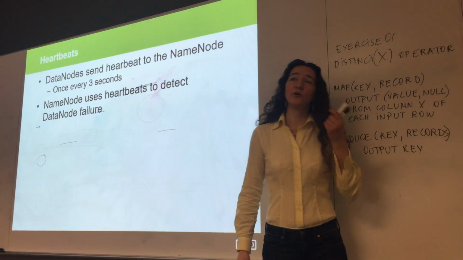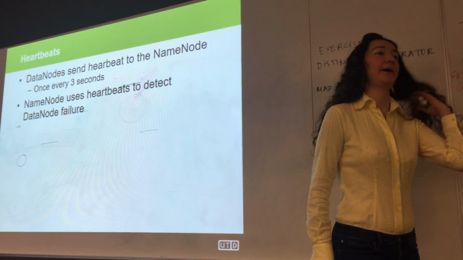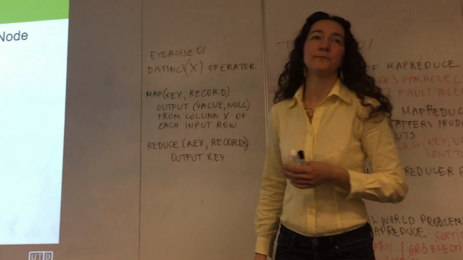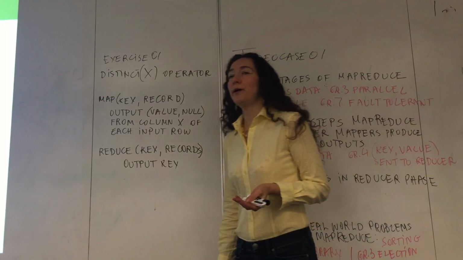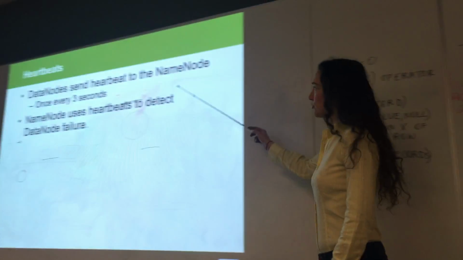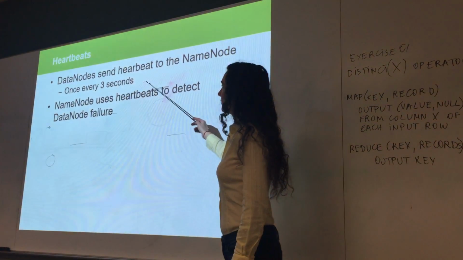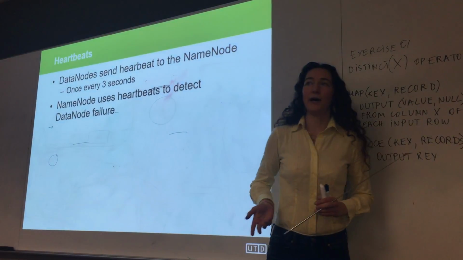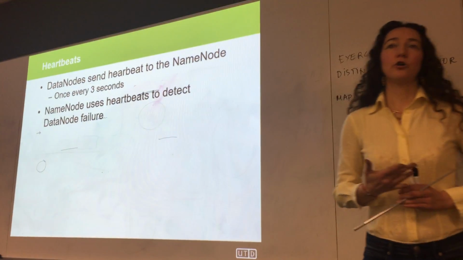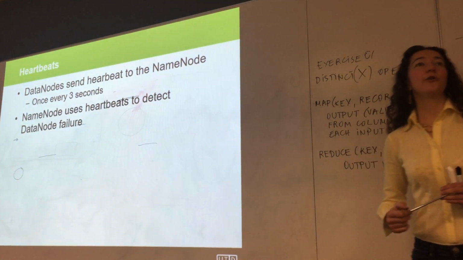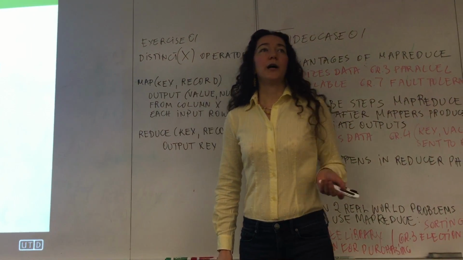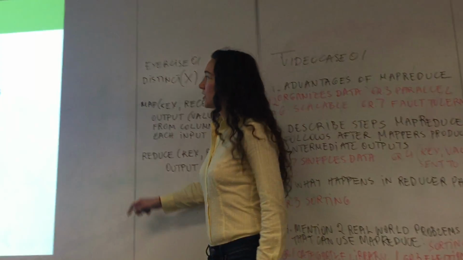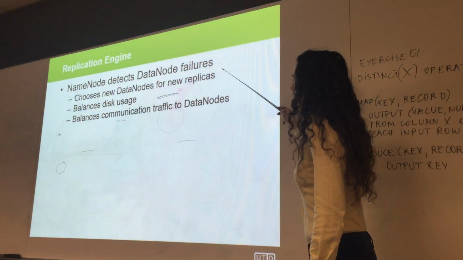But how does the NameNode know, if the NameNode is far away? So the data nodes are periodically sending some pulse, or heartbeat, to the NameNode about every 3 seconds to tell it that they're alive. And if the NameNode stops receiving these heartbeats, it knows that the data node is dead, and it needs to assign its functions to another data node.